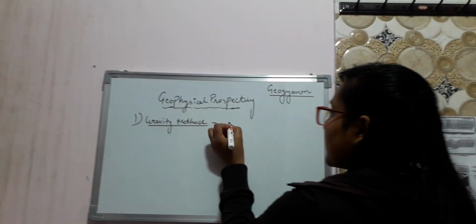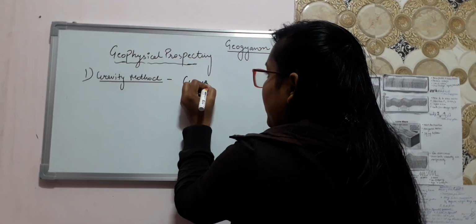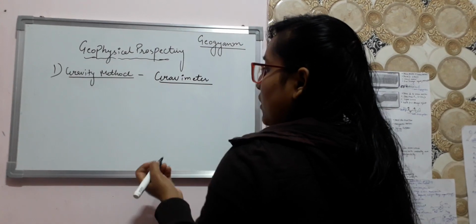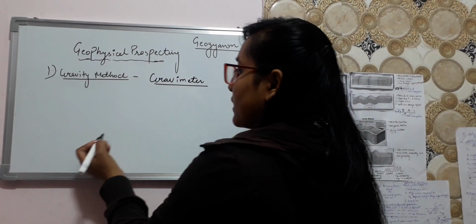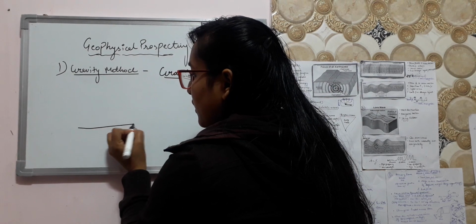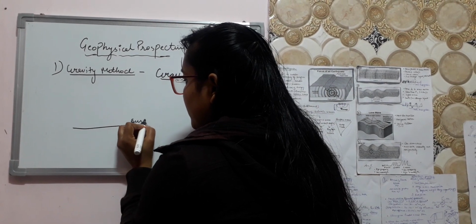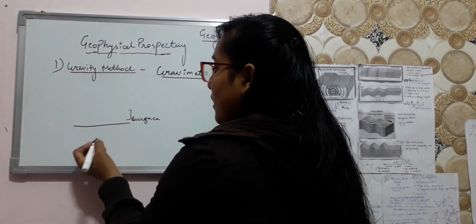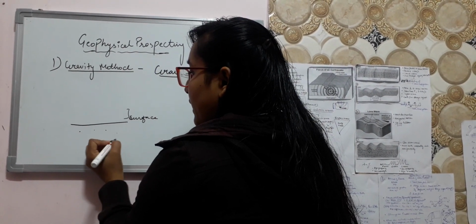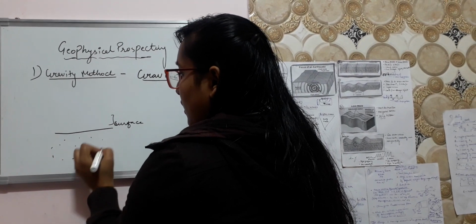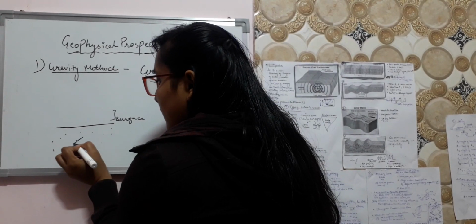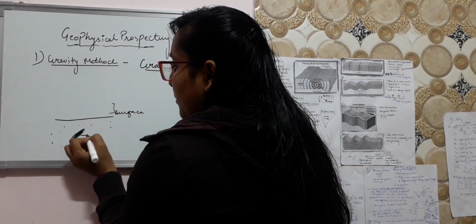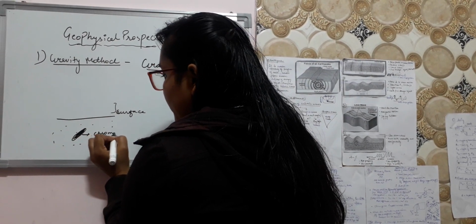The instrument for the gravity method is the gravimeter. What happens in the gravity method? Suppose this is the surface and you have kept your instrument here, the gravimeter, and below the surface lie the rocks, and at this point lies the ore body. It can be any, like suppose it is a chromite ore body.